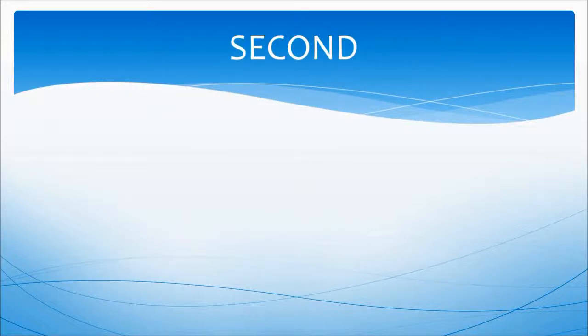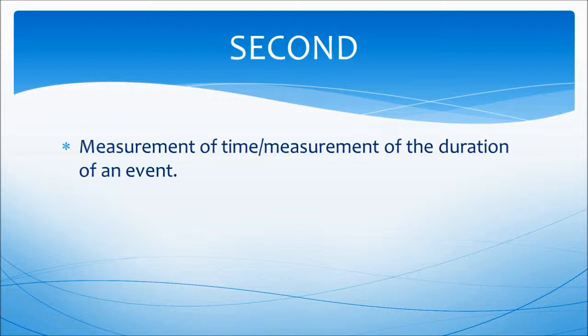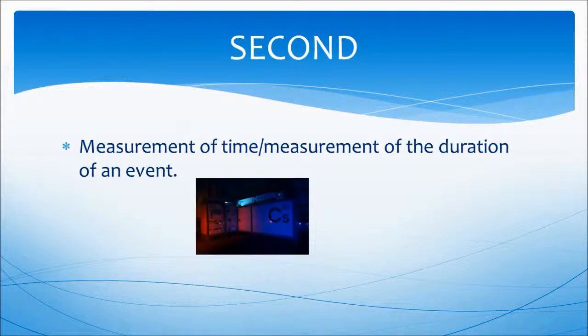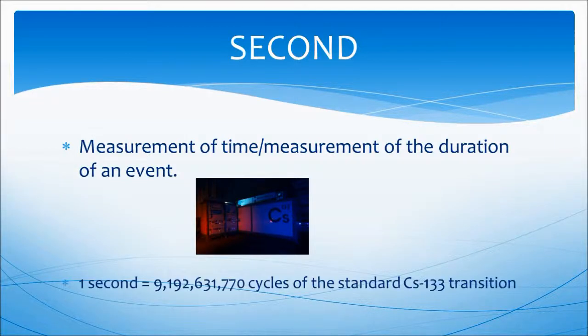The second. Now, a second is a measurement of time, or the measurement of the duration of an event. And the second is based on the measurement of time using the cesium atomic clock, and it's basically a measure of the transition on cesium 133.